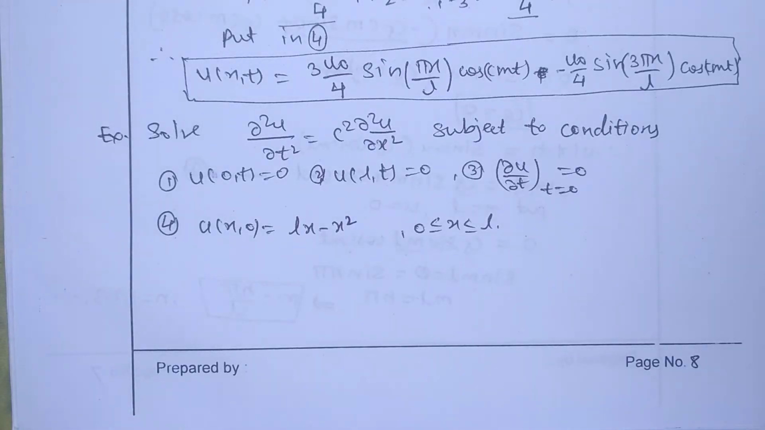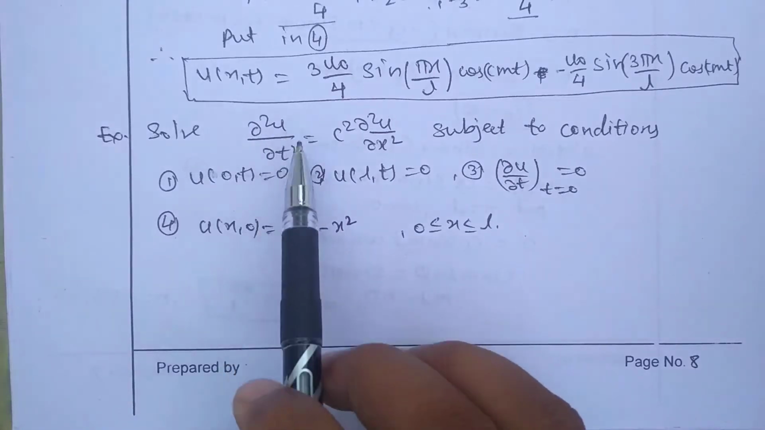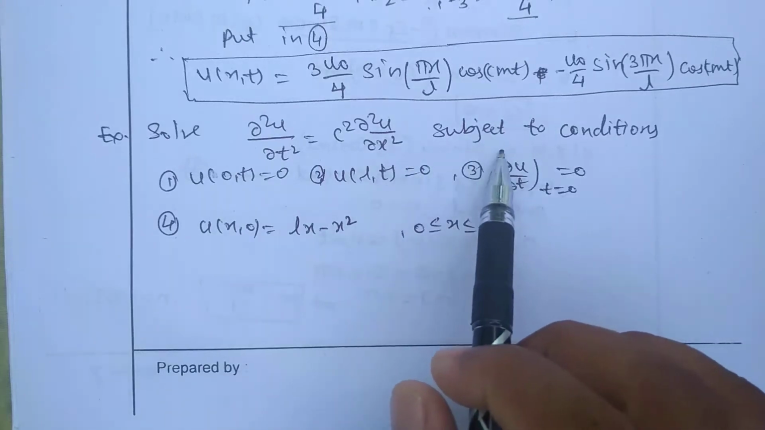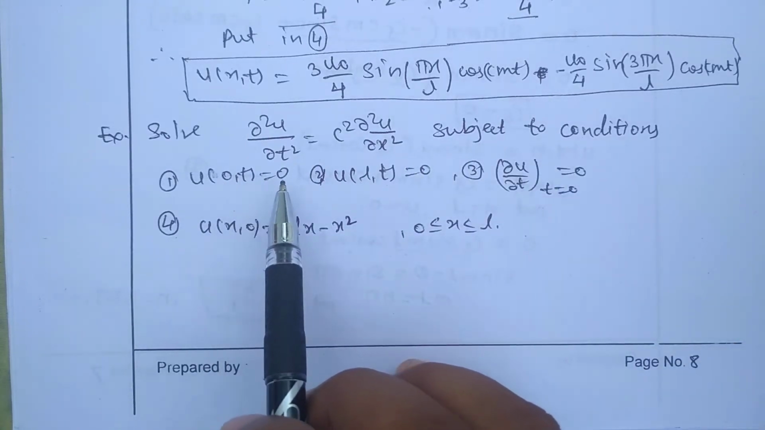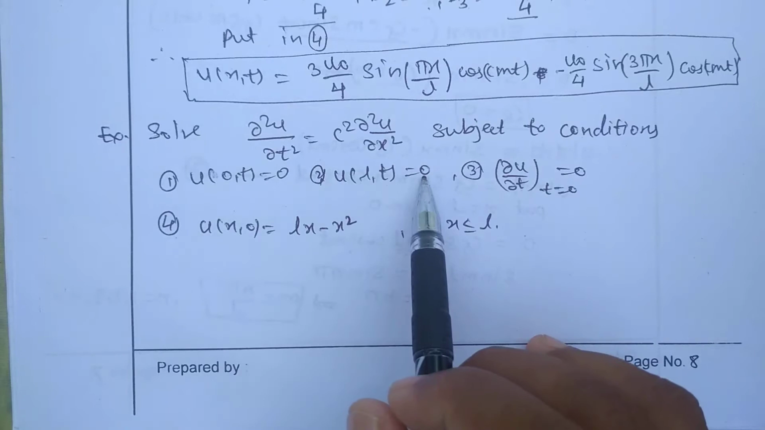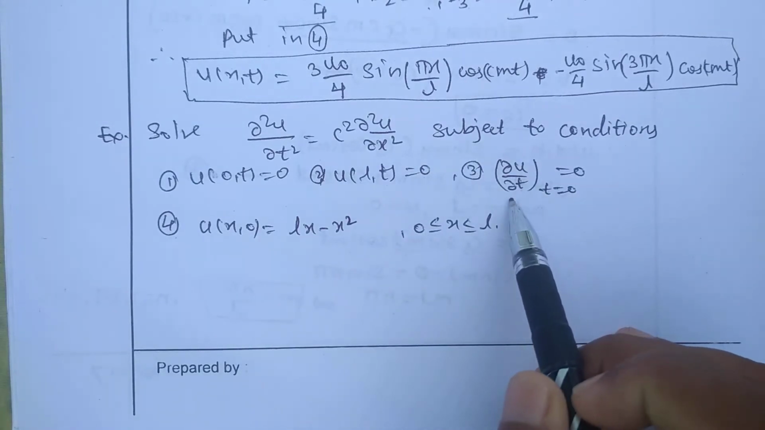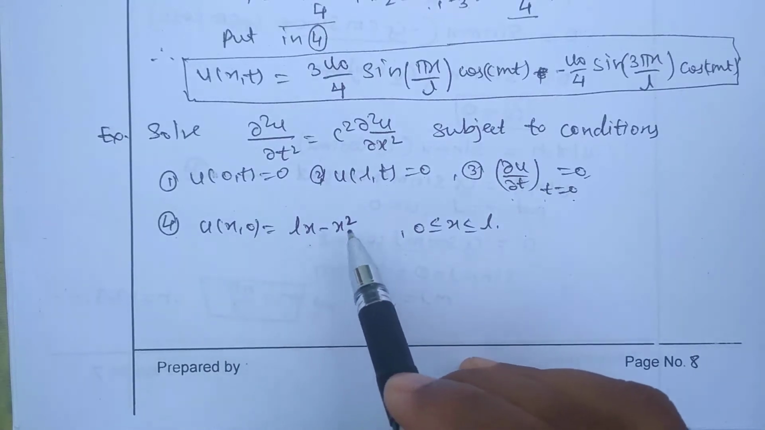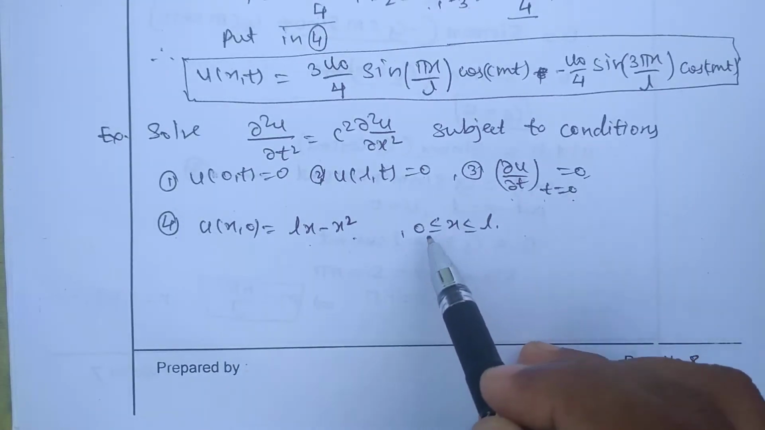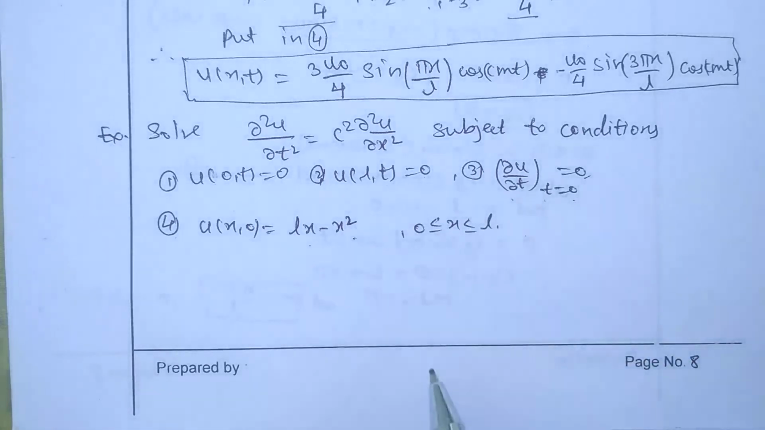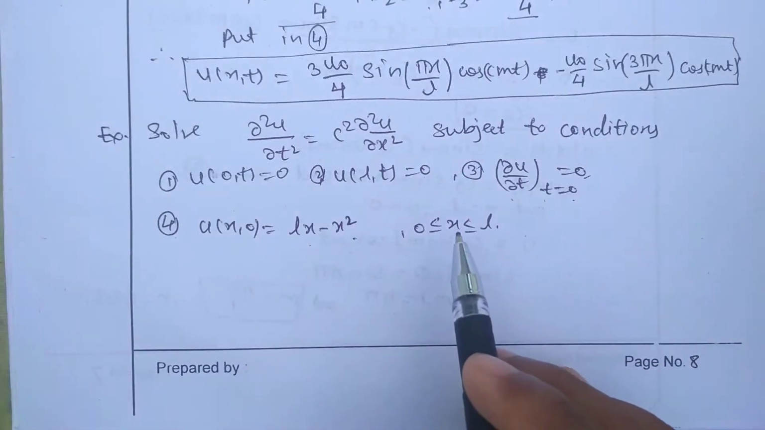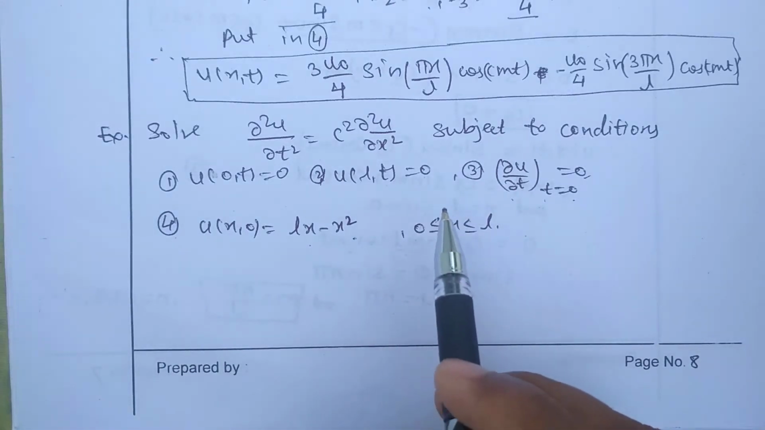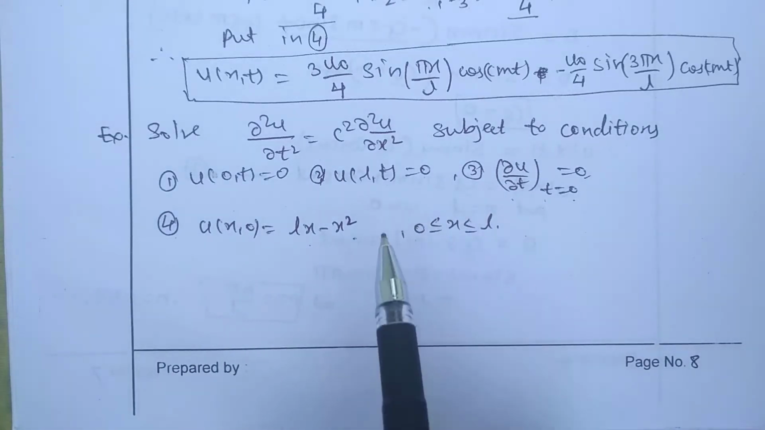Next example on the wave equation. Solve ∂²u/∂t² = c² ∂²u/∂x², subject to the conditions u(0,t) = 0, u(l,t) = 0, ∂u/∂t at t = 0 is 0, and u(x,0) = lx − x², for x varying from 0 to l. That means the length of the string is l. So in this example all conditions are already given, so we can directly use the solution.